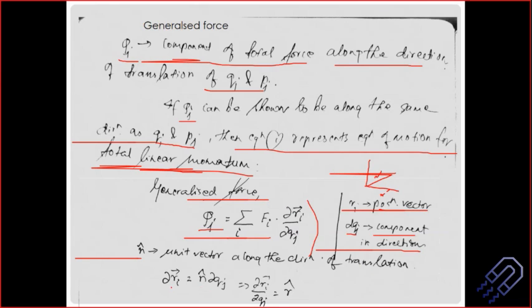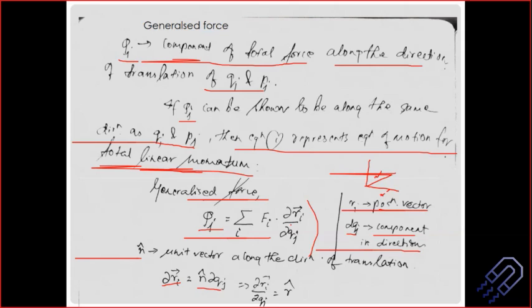So I can simply write it down: delta ri is nothing but n cap delta qj, in the direction of translation. It's just a way of representing it in terms of vectors. It's nothing physics here, it's more maths and vectors. So you can just replace this delta ri by n cap into delta qj.